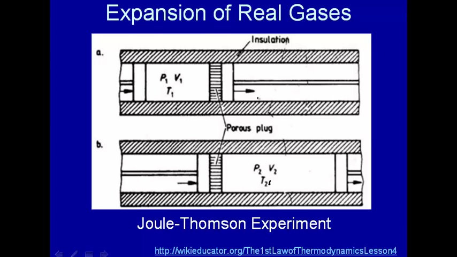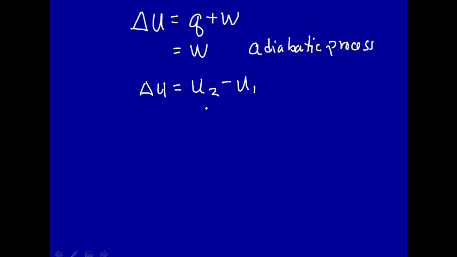Why is that? Well, initially there's no gas over here, so the internal energy over here is zero, and we have a certain internal energy U1 on this side. At the end of the process, we have no gas over here, so clearly the internal energy is zero, and over here we have an internal energy U2. So we can calculate the overall internal energy change as what it was finally, minus what it was initially. So 2 is the right-hand side, 1 is the left-hand side.